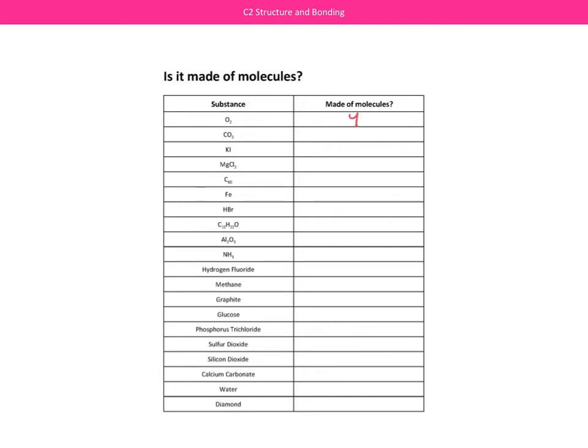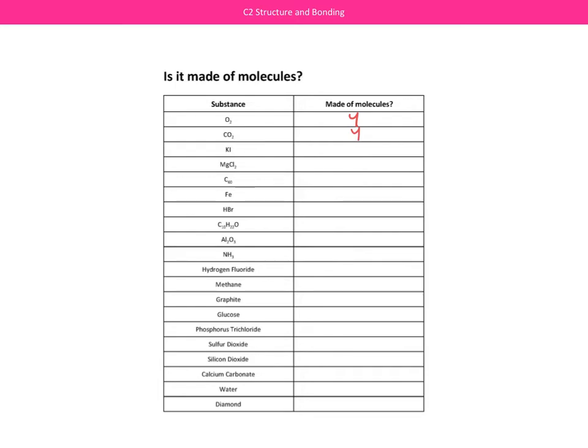CO2. Is it made of non-metals only? Carbon and oxygen are both non-metals, so yes. Does it have more than one non-metal? Yes, carbon and oxygen, so it is a molecule. But just to confirm, it also has a subscript number in its formula, so that is also yes.